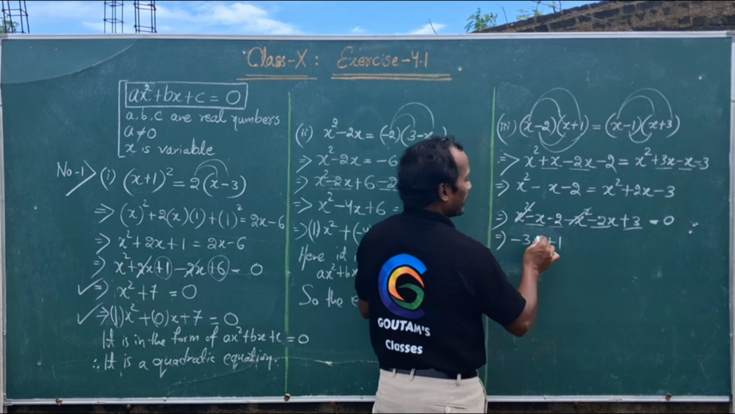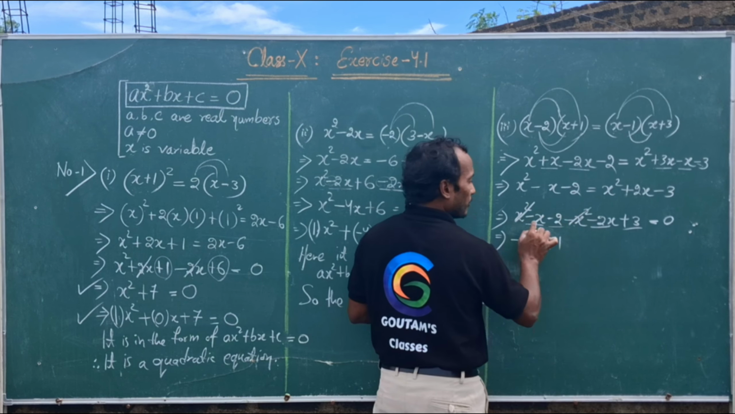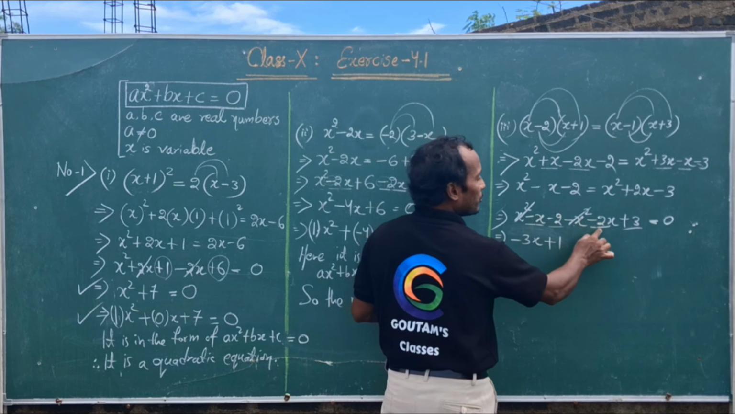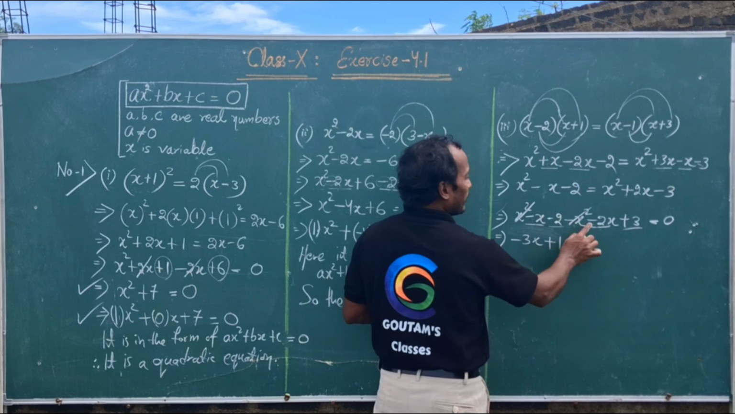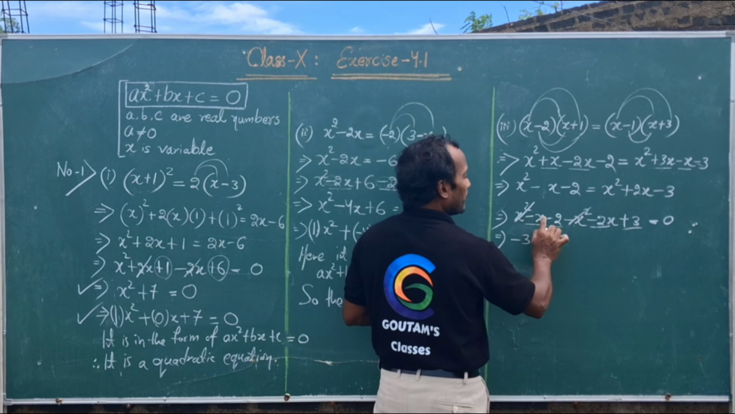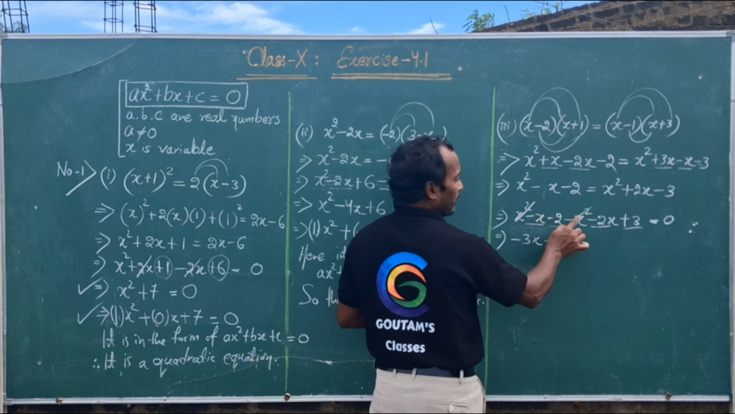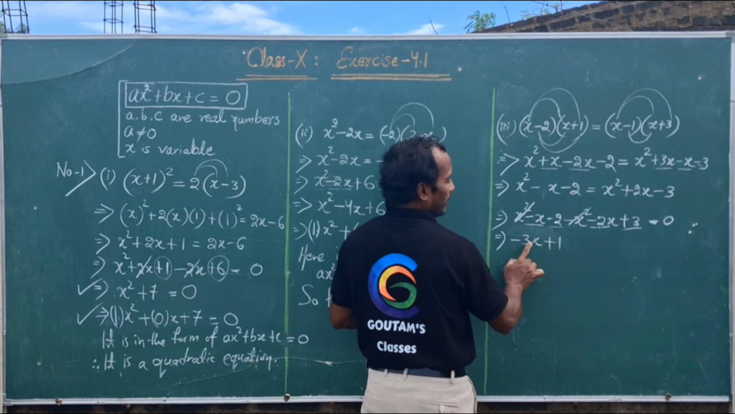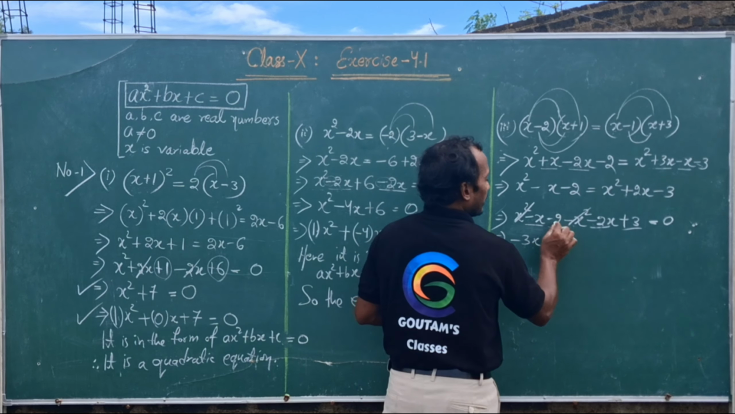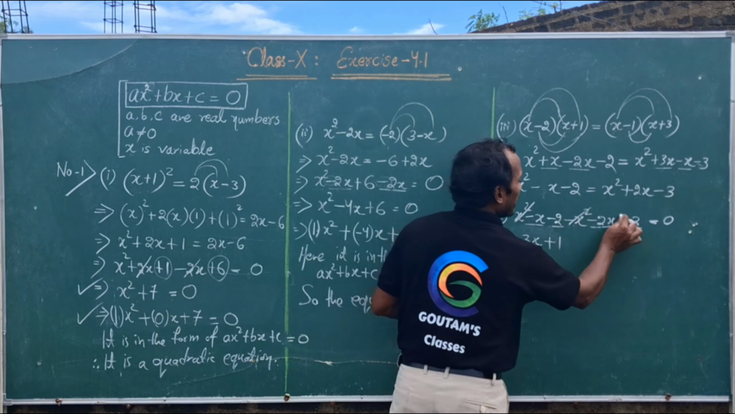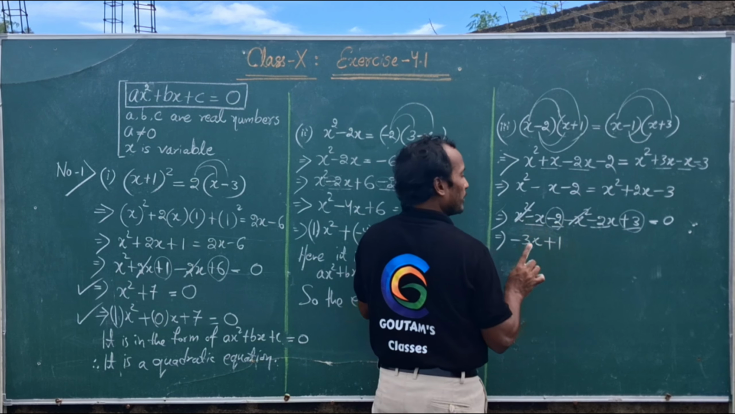Minus x minus 2x gives you minus 3x, and minus 2 plus 3 gives you plus 1. How is it? Minus x and minus 2x are like terms. So minus 1 is the coefficient, here minus 2 is the coefficient. They both have the same symbol, so addition of coefficients will be there. The minus symbol has been kept, the same symbol, and 1 and 2 give you 3 together. So minus 3x. But here minus 2 and plus 3, these two are constant terms, so they are like terms.